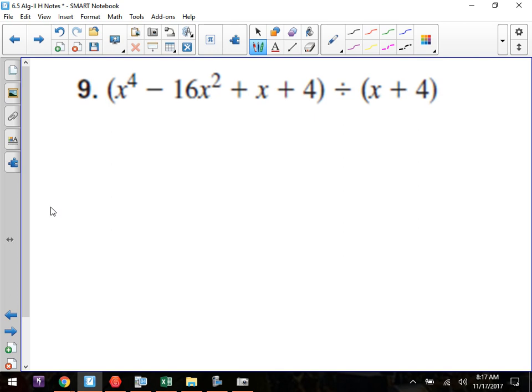Let's do this synthetically. If I want to divide it by x plus 4, you always divide by the term's zero. So we have x to the 4th minus 16x squared plus x plus 4. That means I have a 4th degree polynomial, which means I should have 5 terms in my strand.